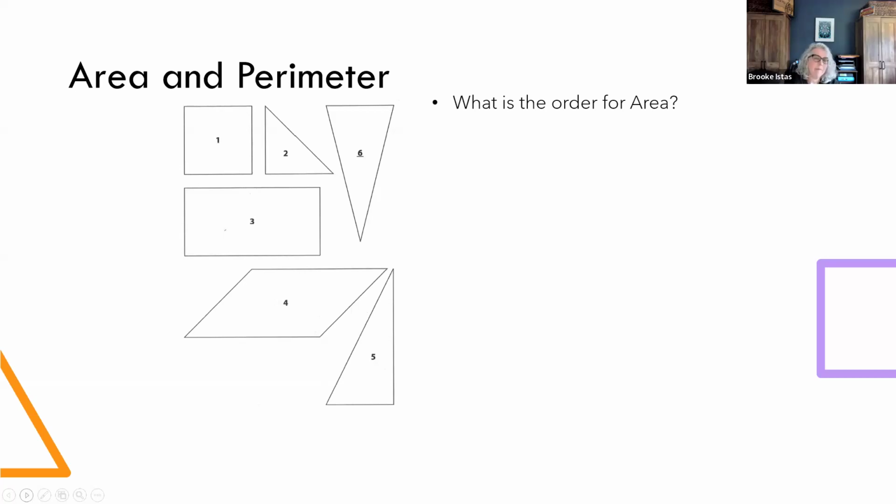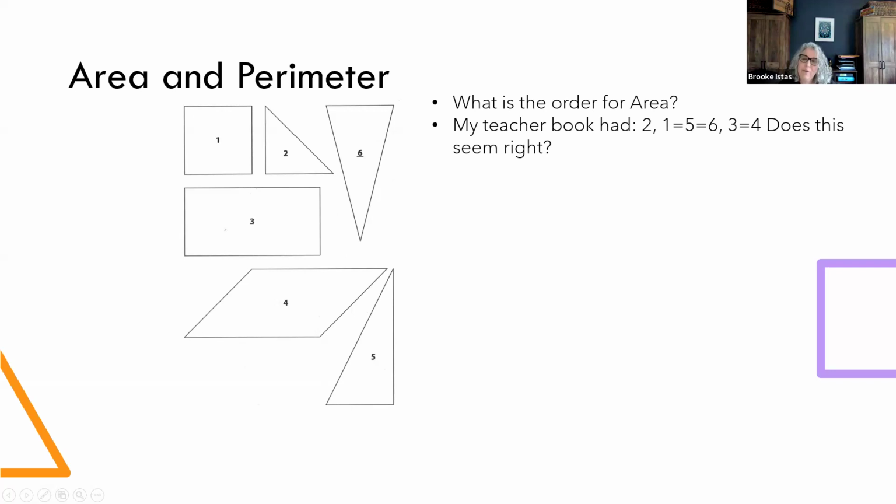Okay. So my teacher book says 2 and then 1, 5, and 6 are equal and 3 and 4 are equal. Does that seem right to you guys? I knew that those last 4 were equal. I knew it.